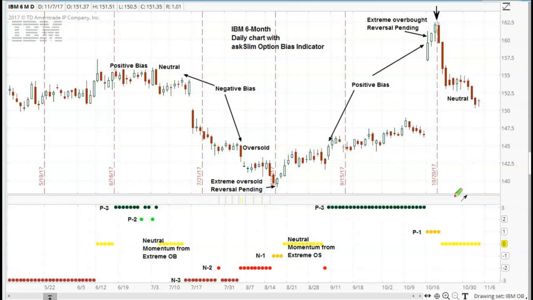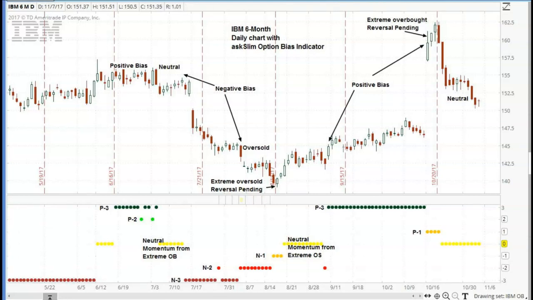It reversed right after that. So here was your N1 orange reading, and then it reversed. Here's your P1 orange reading that says extreme overbought, and then it reversed after that. So this was a clear indication of great signals here on the option bias indicator. I'm going to go through a number of other ones in here for you that you can see, and you will be able to tell the value of this.